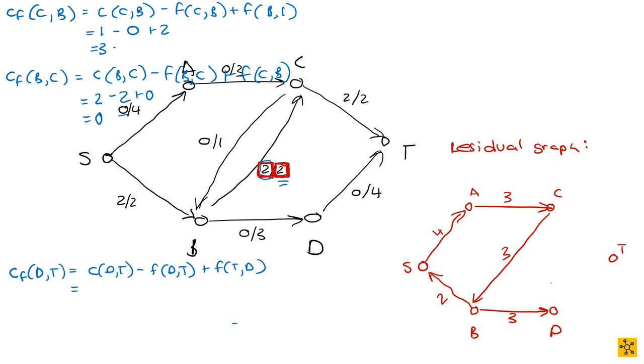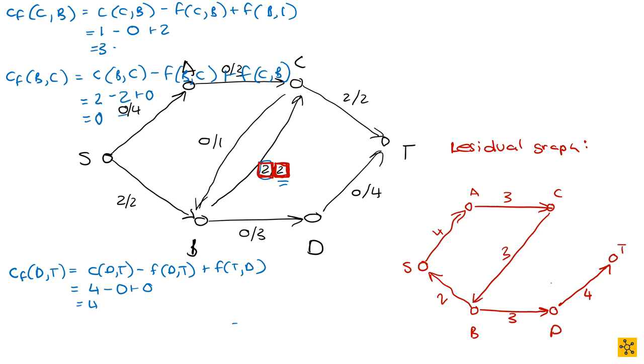And that's going to give you, your capacity is 4, your flow is 0, and your flow in the opposite direction is also 0, so you still have that 4 capacity left over. And again, that should make sense to you. If you have no flow happening there, the leftover capacity will be the original capacity. So we have that 4 there.